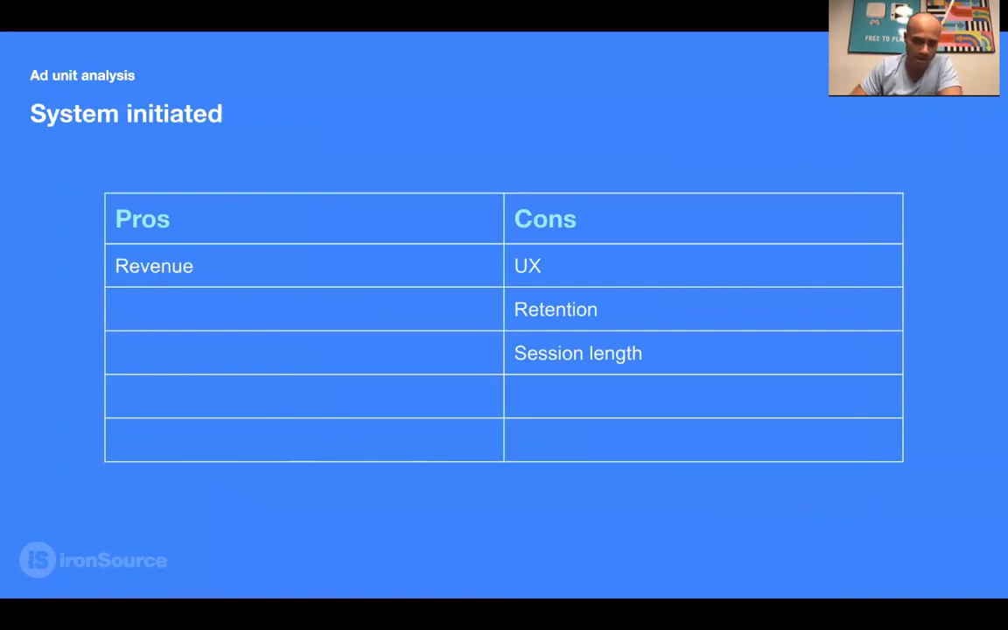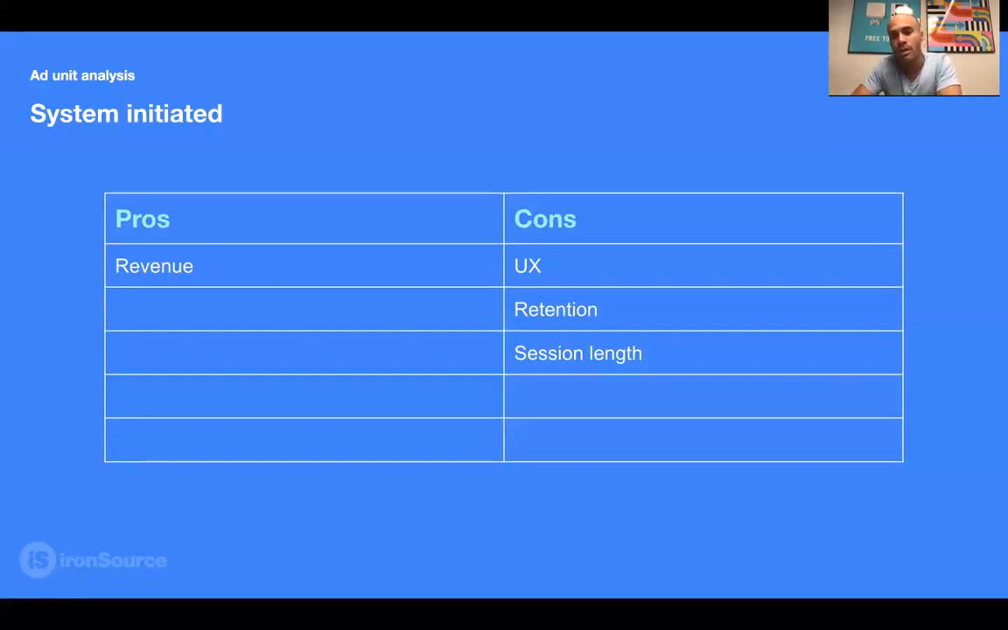This was the first bucket, the rewarded ads or the user-initiated ads. The second bucket is system-initiated ads. Here, the pros are pretty clear. You're making revenue, right? You're adding interstitials, you're adding banners, you're adding native ads. The goal is to make more money, and this is in general the only pro or advantage that you see. You won't see a lift in retention, a lift in session length, or fix any links in your funnel.